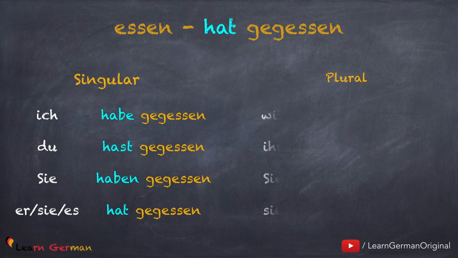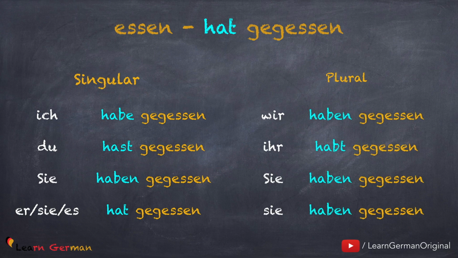We'll take the example of essen, hat gegessen. Ich habe gegessen. Du hast gegessen. Sie haben gegessen. Er, sie, es hat gegessen. Wir haben gegessen. Ihr habt gegessen. Sie haben gegessen.